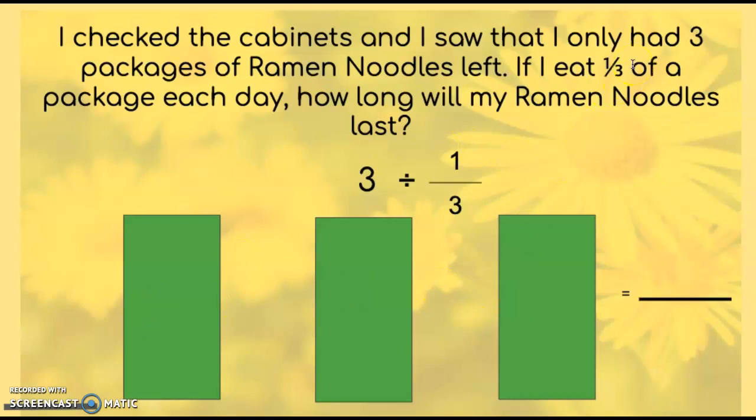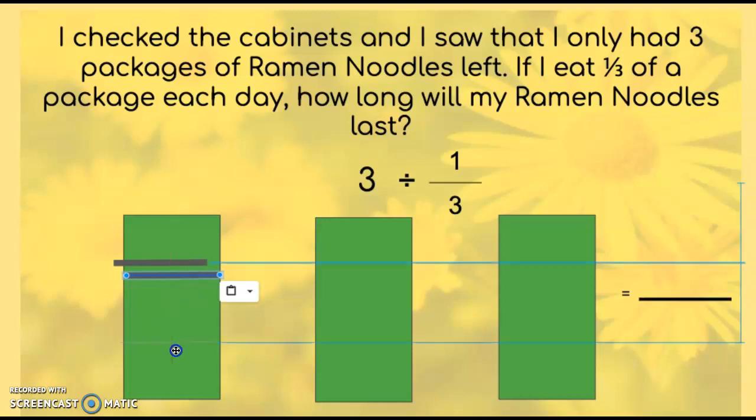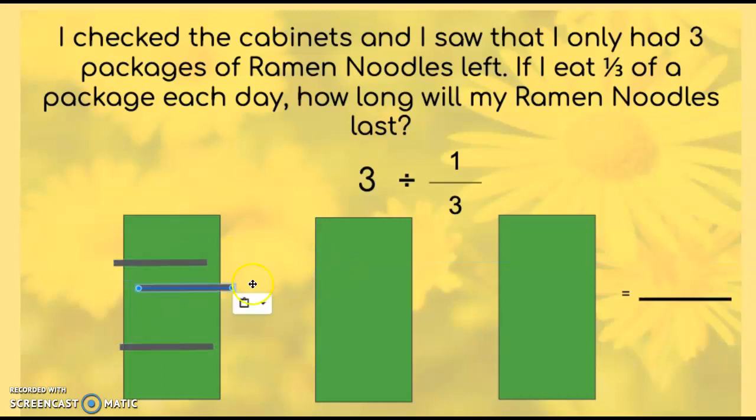Notice 3 is what I have. That's why with this model, I need 3 shapes to work with because I have 3. And I'm going to divide each of these 3 into thirds. And there we go. Each shape divided into 3 parts. 1, 2, 3, 1, 2, 3, 1, 2, 3.